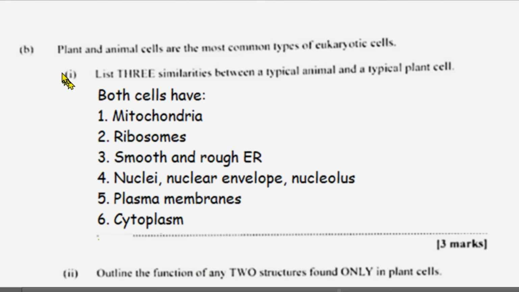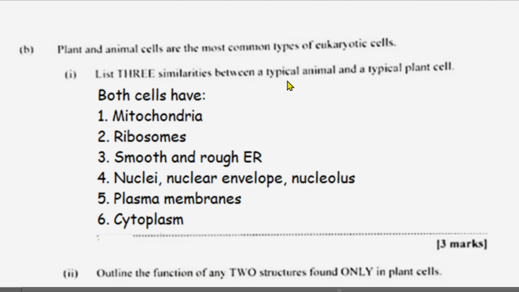Alright, let me look at B here. Plant and animal cells are the most common types of eukaryotic cells. Remember, eukaryotic means that they have a true nucleus. List 3 similarities between a typical animal and a typical plant cell. When they say typical, they mean undifferentiated. So they're talking about not red blood cells and phloem tube cells and things like that, right?